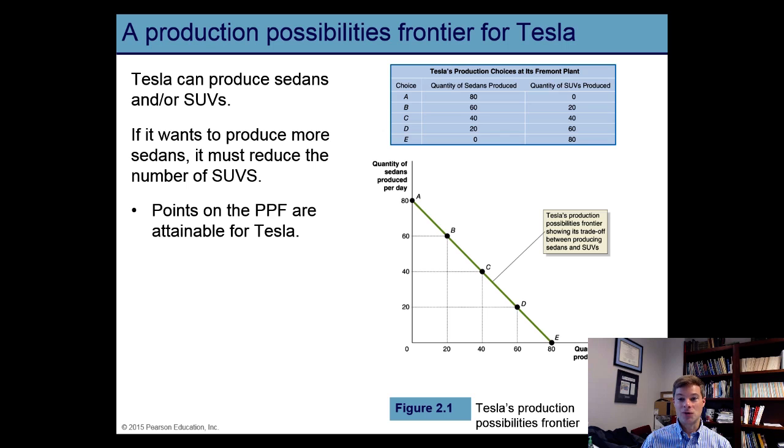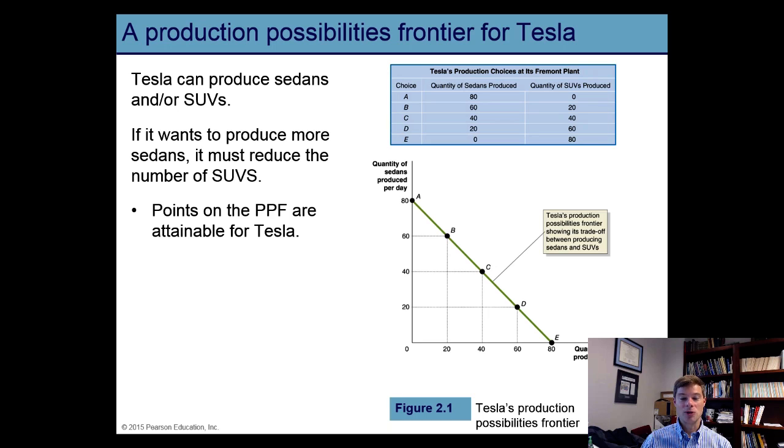And there are several possibilities in between those two points where Tesla could produce some sedans and some SUVs. For example, Tesla has the ability to use its resources to produce a maximum of 40 sedans or 40 SUVs. In the graph below, you see these points illustrated. Point A shows 80 sedans being produced, but no SUVs. Point E shows 80 SUVs being produced, but there are no resources left over with which to produce sedans.